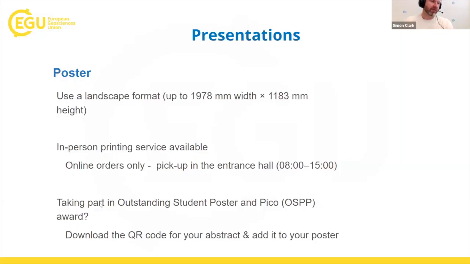And also, if you're taking part in the Outstanding Student Poster and PICO Awards, please make sure you download the QR code from your abstract and add it to the poster. That should also be on the website. But even if you're not part of the OSPP Awards, you can still download the abstract QR codes and add it to your poster anyway, so people can link your poster to what is shown on the program.